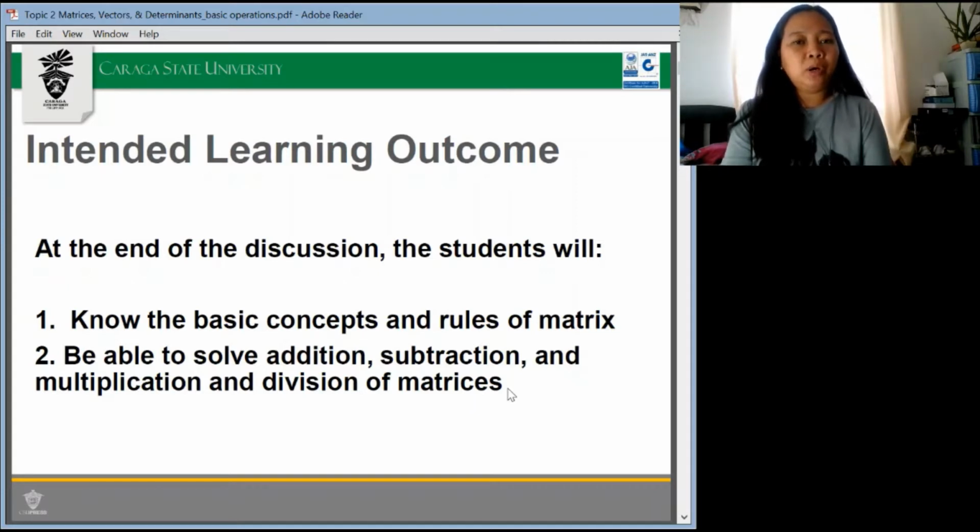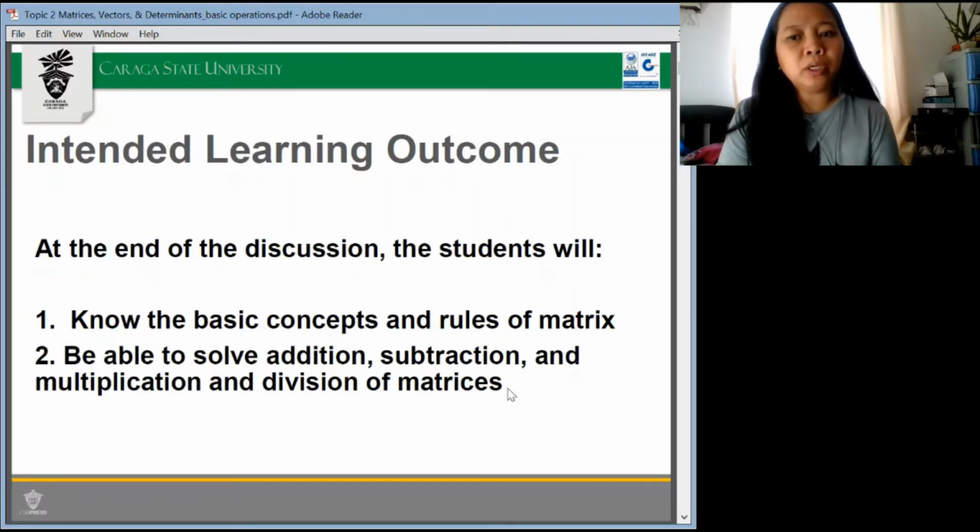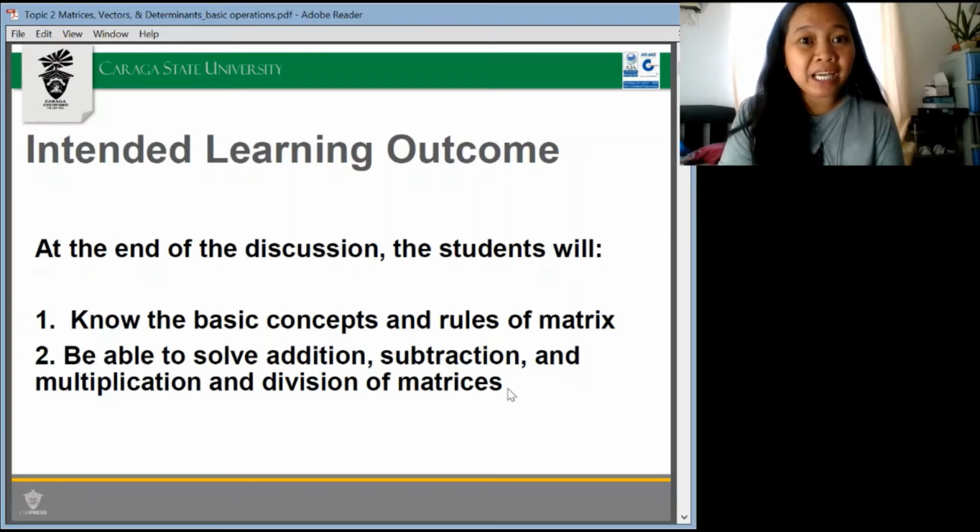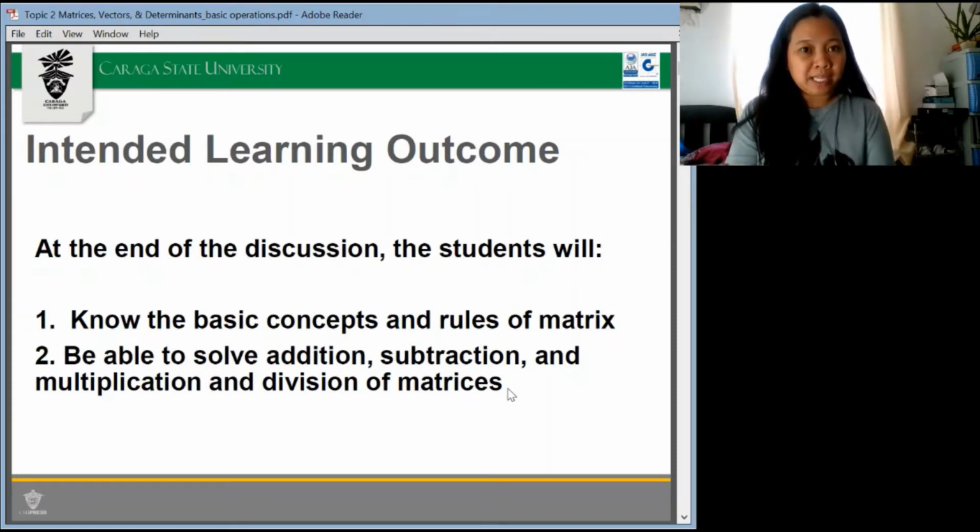And as we go through the sample problems, please prepare your notebook and ball pen so that while I am discussing, you will write down notes and solve on your own so that you can learn by listening and doing. Is that okay with you? So let's start.